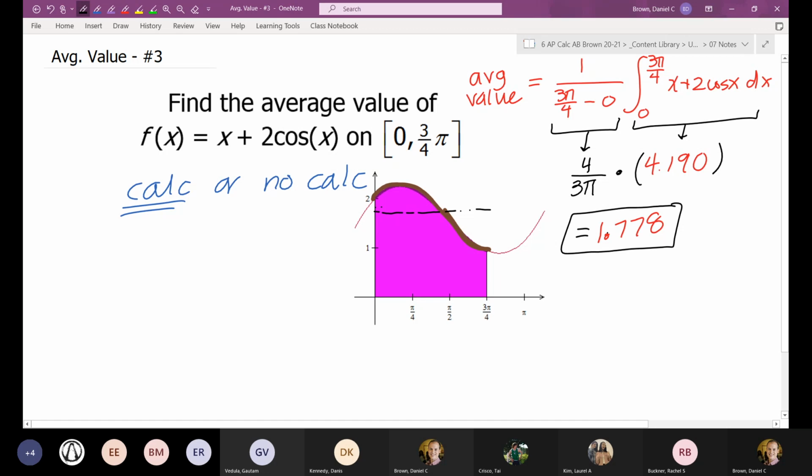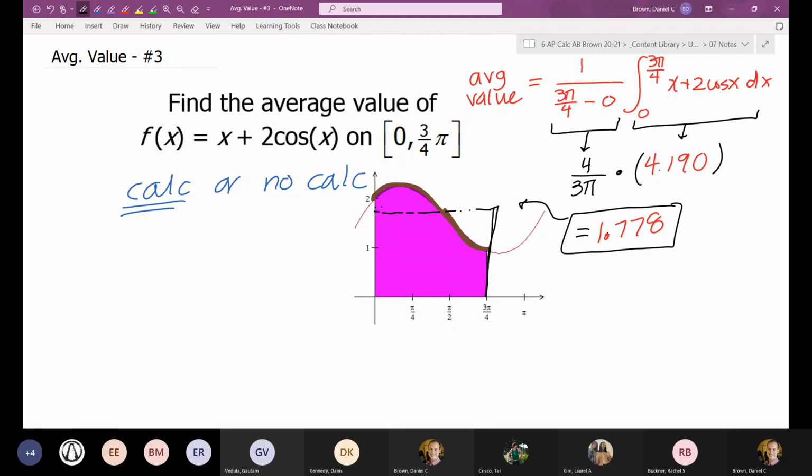So then the unique part about that: if you drew a horizontal line at that average value, it would form a rectangle. And the area of that rectangle is the exact same as the area of that purple region. So that's kind of what the average value is doing.